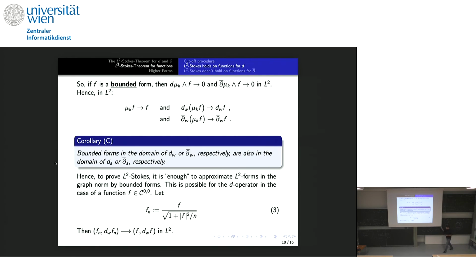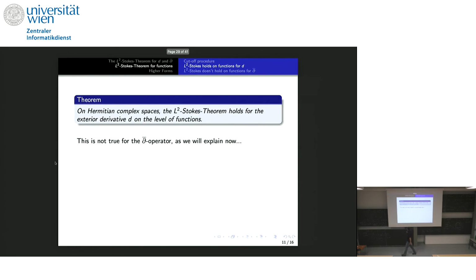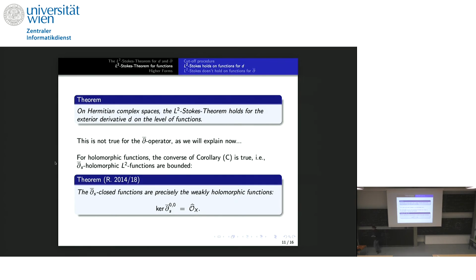So this is why the same procedure doesn't work for the d bar operator. And no other procedure will work, because on the other hand, we can prove that you can do whatever you want, it will not work, because there is a counterexample. So the DS closed functions are precisely the weakly holomorphic functions. I mentioned this before.